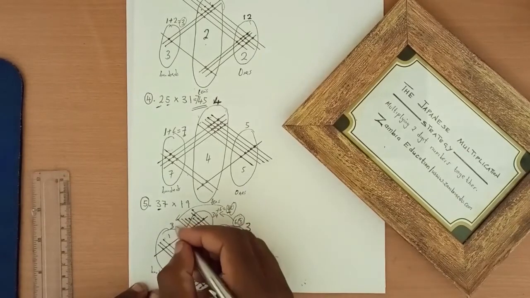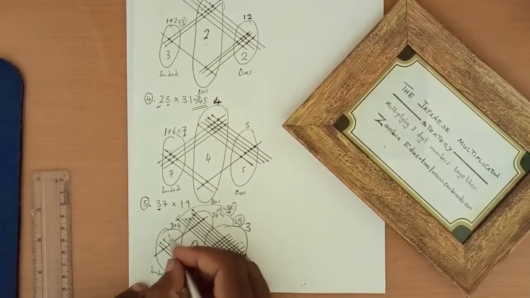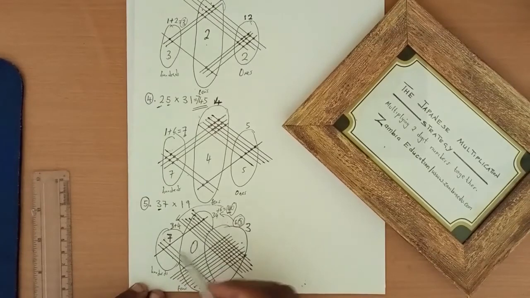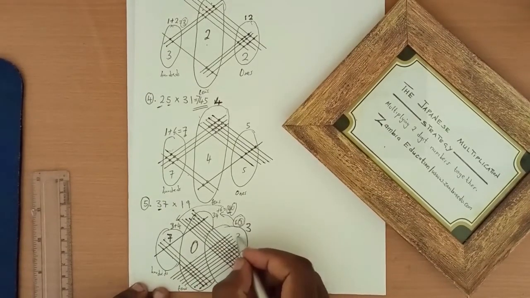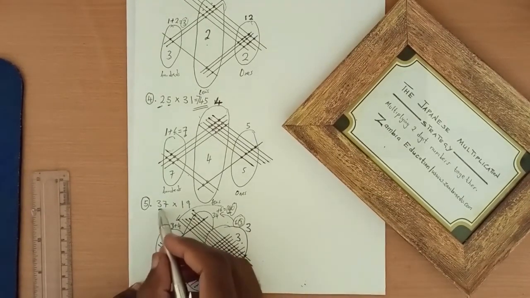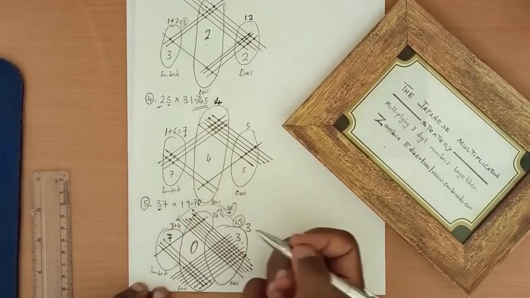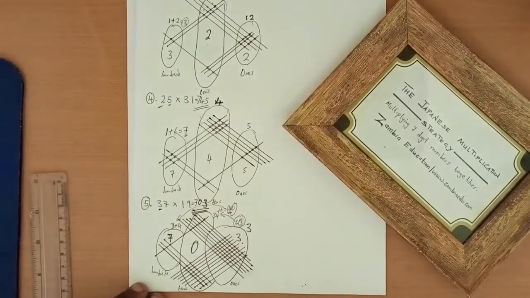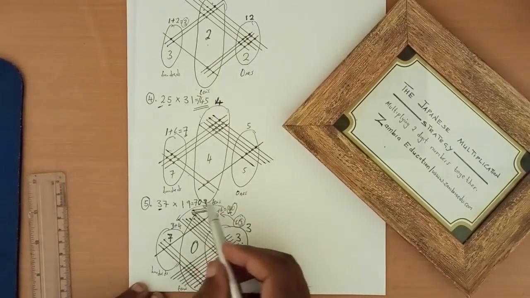We'll carry the 4 to the 100 section, so it will be 3 plus 4, which gives us a 7. So we are looking at the 100 section having a 7, the 10 section having a 0, and the 1 section having a 3. So 37 times 19 is equal to 703. 703 is the answer.